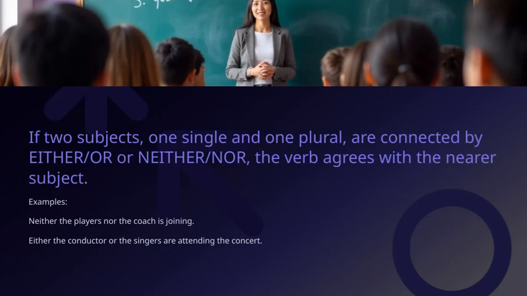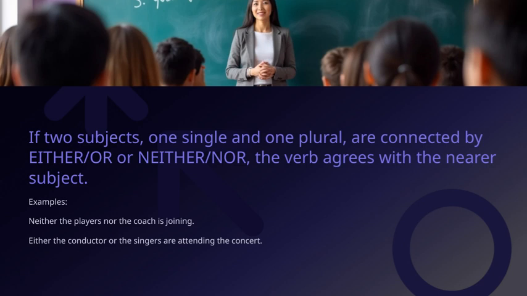Let's look at some example sentences to understand how to handle subjects connected by either or neither nor. In these cases, the key point is that the verb must agree with the subject that's closest to the verb. For instance, in the first sentence, either the conductor or the singers are attending the concert. Since singers is plural and is closer to the verb, we use are.